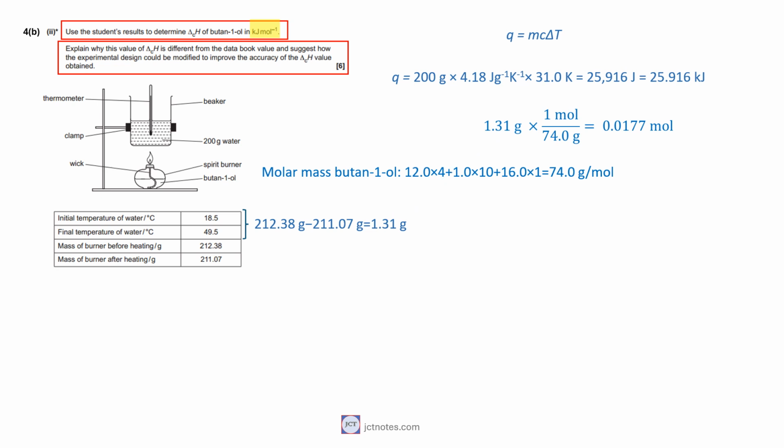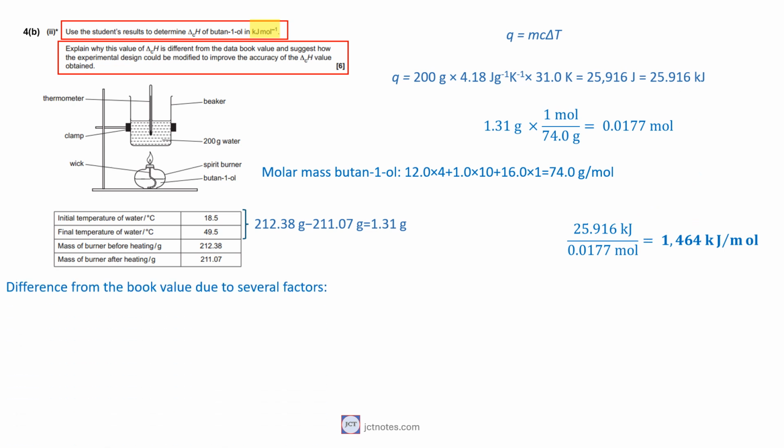Dividing 25.916 kilojoules by 0.0177 moles, we get a value of 1464 kilojoules per mole. The difference from the book value can be attributed to several factors.